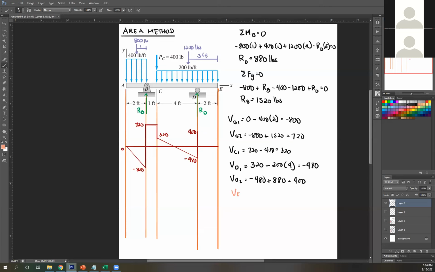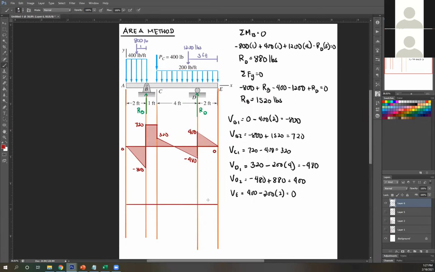So that's VE. VE equals 400 minus area of this, which is 400 times base, which is 2. Sorry, that's 200, intensity 200. So that's 0. So you end at 0, meaning I did this correctly. That's your shear diagram.